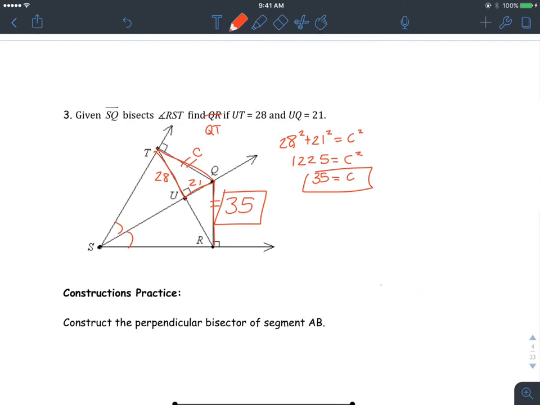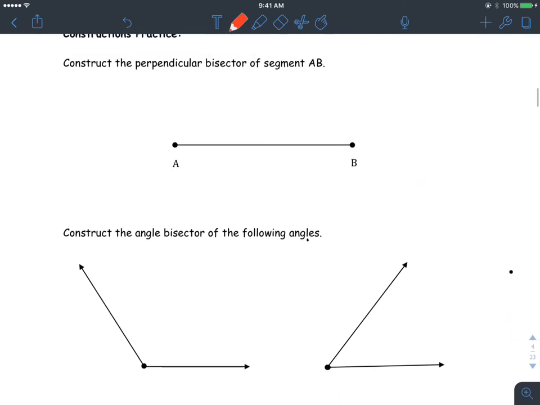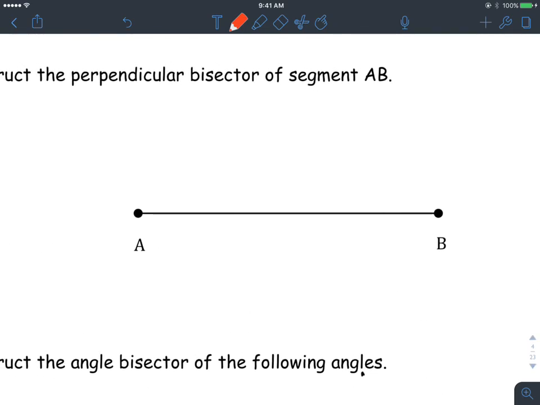Okay, this next part here is really review. It's kind of hard to do the constructions on the iPad. I guess I can show you here real quick. You should know this already because we've learned this.